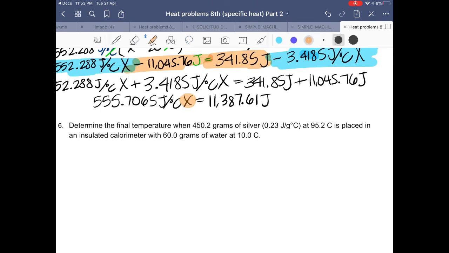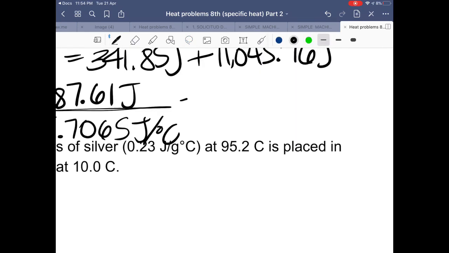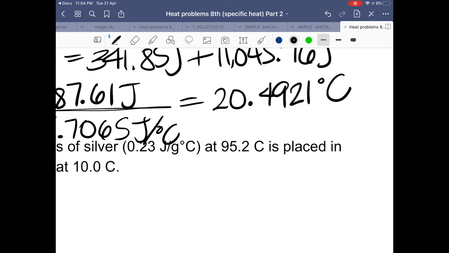Now, let's remember that you're searching for x, so you're bringing this part right here, dividing, and your answer will be 20.4921 degrees Celsius.